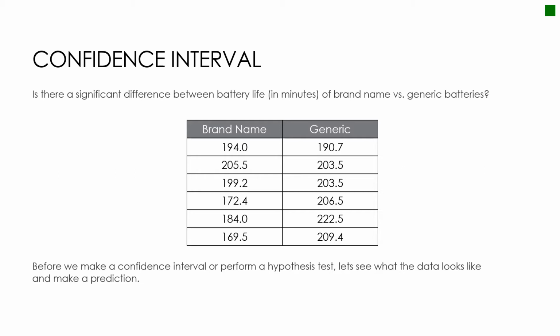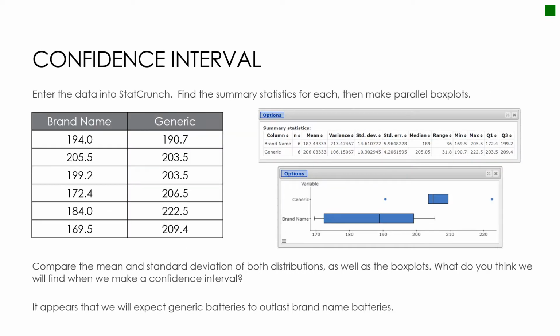And before we make an interval or do a hypothesis test, let's look at the data and just make a prediction. So just for fun, I went ahead and found the summary statistics for each, and I did some parallel box plots. And that kind of is very telling. Like before I ever do an interval or a test, it seems pretty clear to me that the generic batteries are doing a heck of a lot better than the brand name batteries.